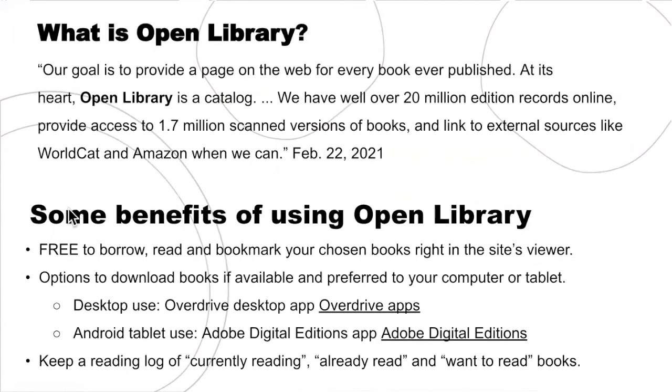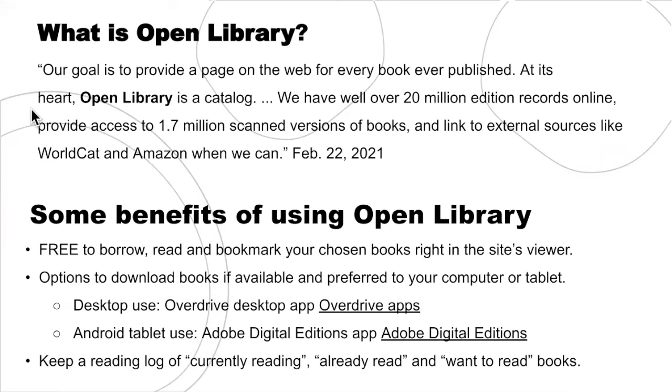So you might be wondering, what is Open Library? And this is a quote taken directly from the site. It says, "Our goal is to provide a page on the web for every book ever published. At its heart, Open Library is a catalog. We have well over 20 million edition records online, providing access to 1.7 million scanned versions of books and links to external resources like WorldCat and Amazon when we can."